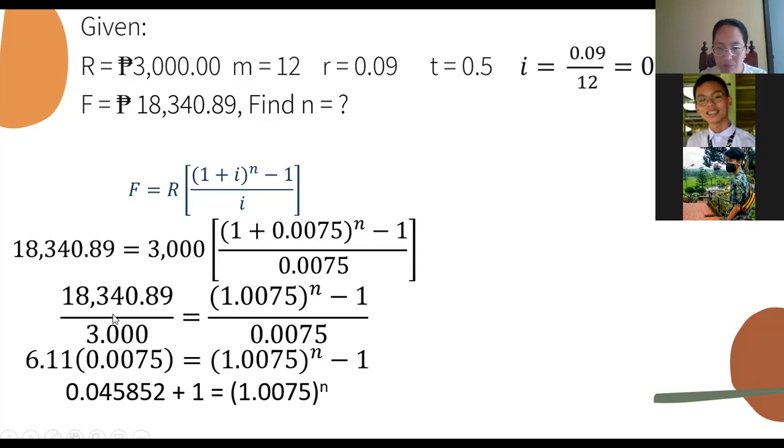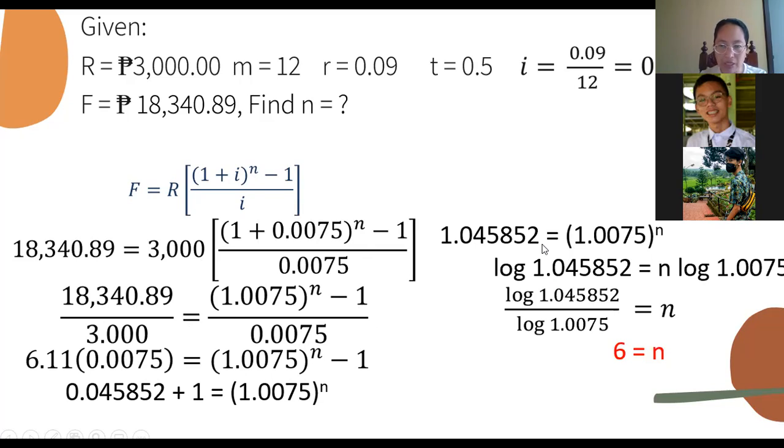And then from here, we need to transpose the 1 on the left side. Okay, ito na siya. And then lalabas, maging 1.04585. So para makuha natin yung value ng N, we need to use the logarithmic function natin. Okay? Kasi dito, sides of the equation. So kinuha po siya just to find the value of our N. So ginamit, dinivide both sides by this para mapag-solo si N.